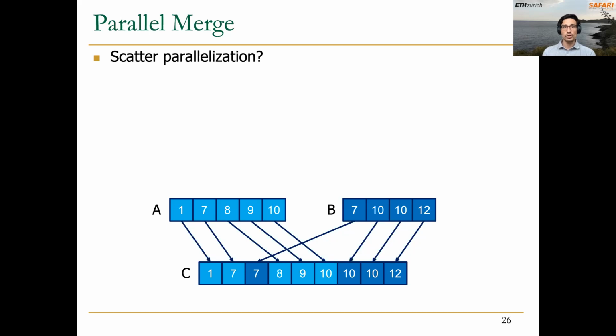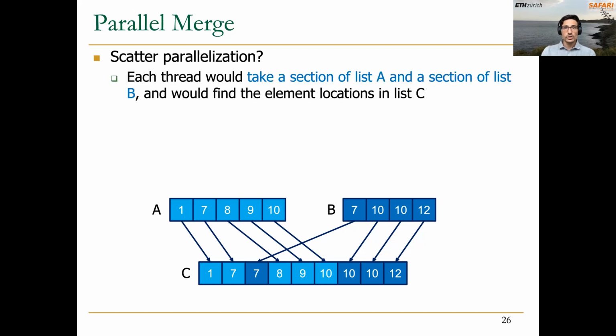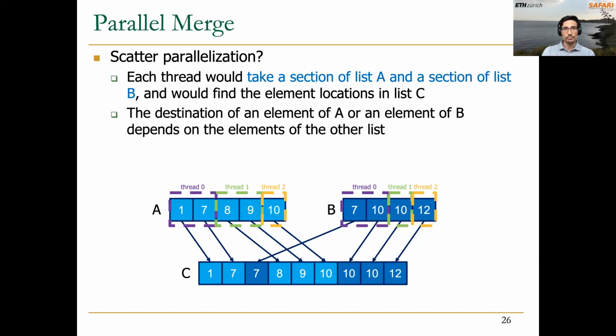First thing that we may try to do is a scatter parallelization. Remember that in a scatter parallelization, what we do is dividing the input across the available workers, in this case, the GPU threads. So that would mean that each thread takes a section of the list A and a section of the list B, and then they find the element locations in list C. So for example, we could assign these two elements from array A and these two elements from array B to thread 0, these to thread 1, these to thread 2, and so on.